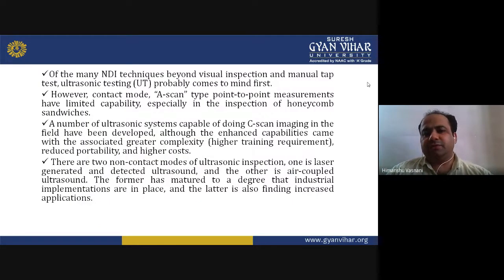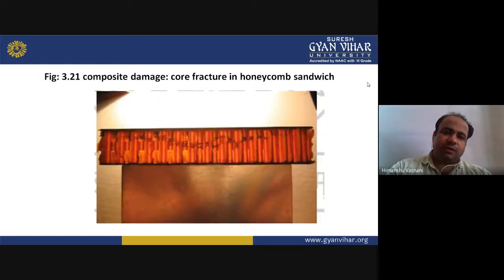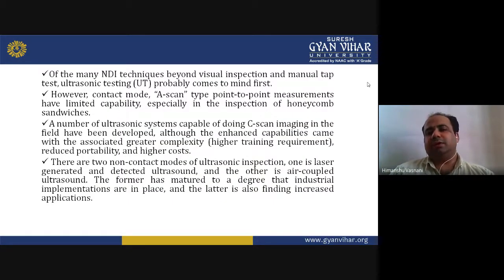Now, of the many NDI techniques beyond visual inspection and the manual tap test, ultrasonic testing probably comes first to mind. However, contact-type point-to-point measurements have limited capabilities, especially in the inspection of honeycomb sandwiches. A number of ultrasonic systems capable of C-scan imaging in the field have been developed, although the enhanced capabilities came with greater complexity. Higher training is required, and reduced portability and higher costs are also involved.